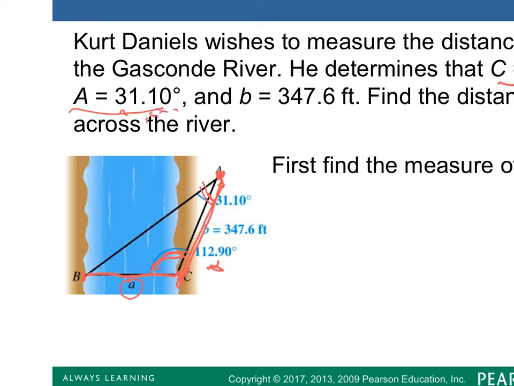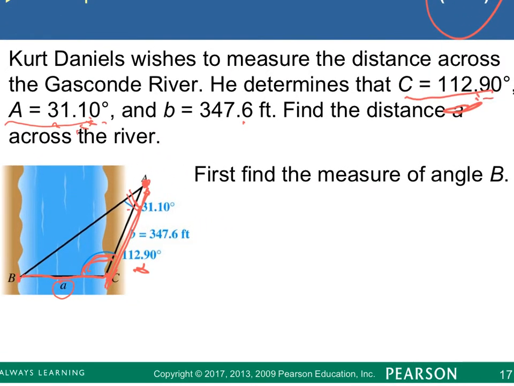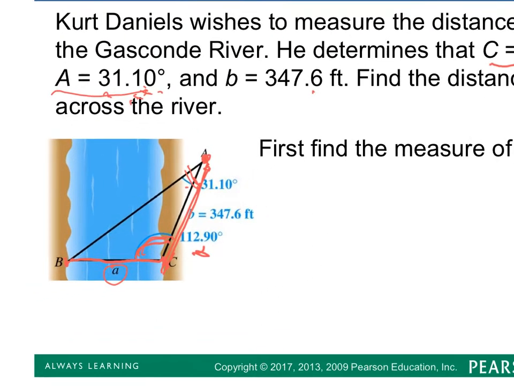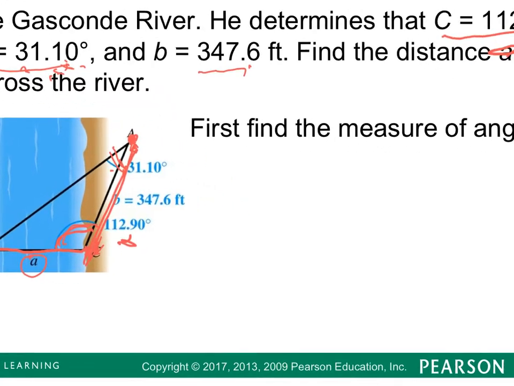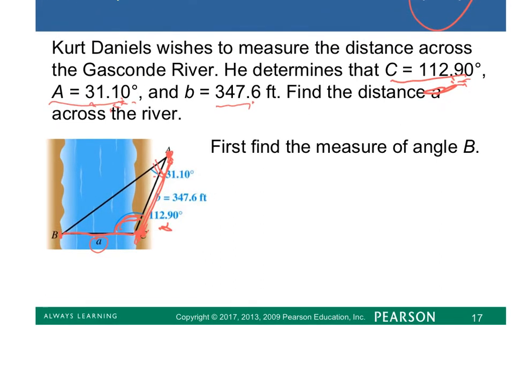He's using 2 decimals, I noticed here. Here he only used 1. Here he used 2. I'd probably stick with 2 decimals. Side B, which is the easiest side to measure between himself and his friend, is 347.6 feet. We're going to look for this distance here.